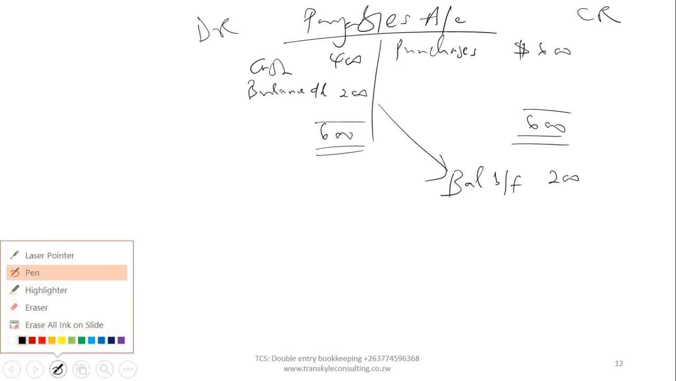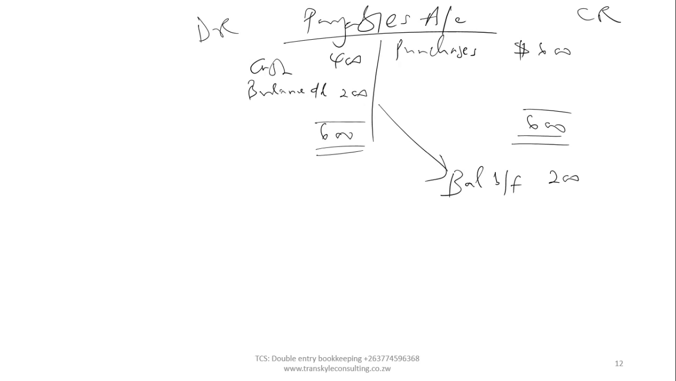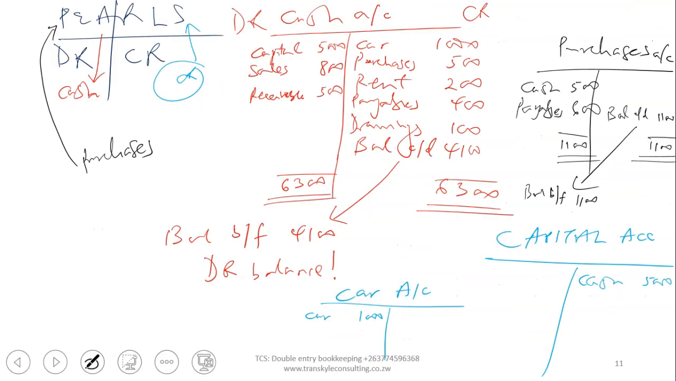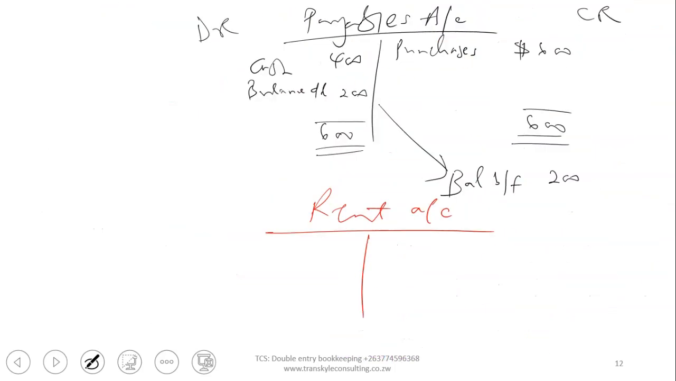Then the other account we might be worried about is the rent account. The rent account, we are told that these guys paid rent $200 cash. So that's one transaction concerning the rent there. So rent is an expense. An expense has got a debit balance, so cash on the debit side 200, which was paid.